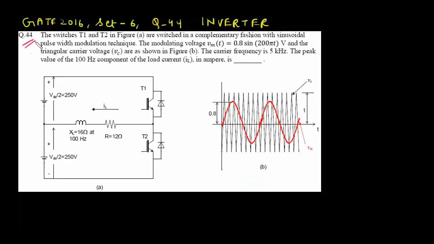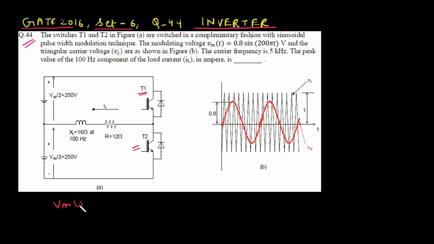So this is question number 44. This question came in GATE 2016 set number 6 and it is related to inverter circuit. The switches T1, T2 in figure A are switched in a complementary fashion with sinusoidal pulse width modulation technique. The modulating voltage VMT is equal to 0.8 sine 200 pi t. So the red waveform you can see here is the modulating voltage waveform.